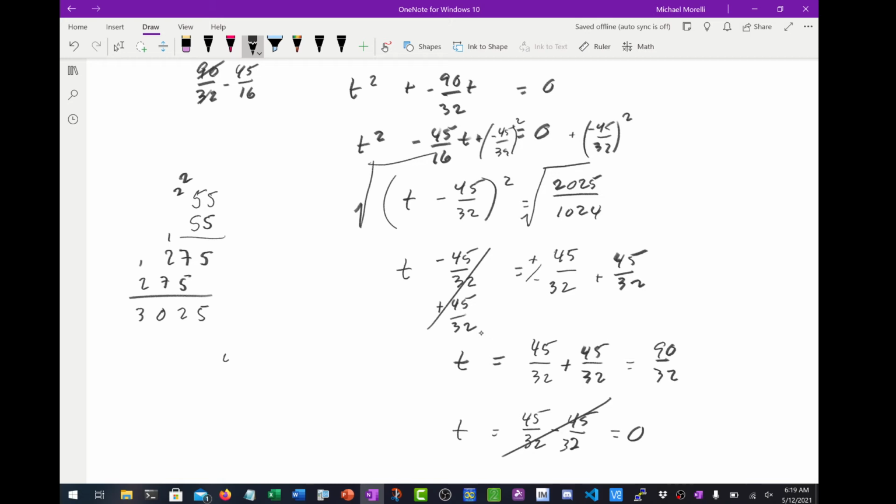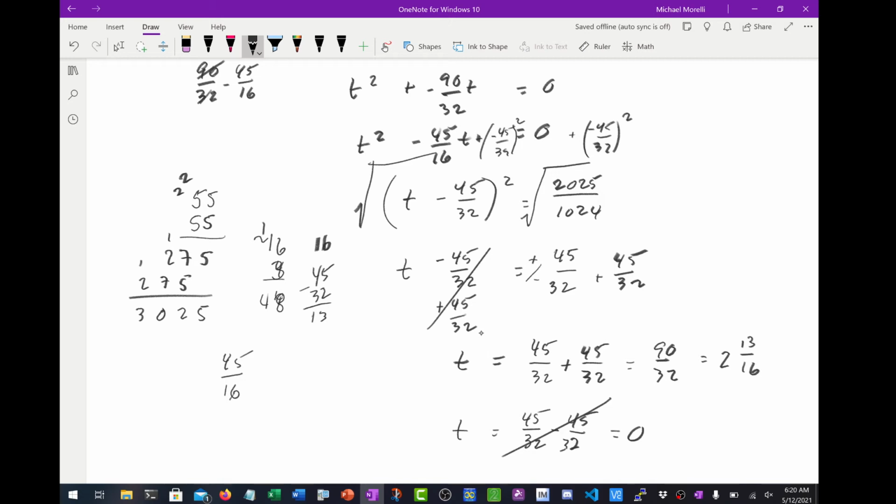Remember, 90 over 32 is 45 over 16. And so let's see, how many times will 16 go into 45? 16 times 4, that's 64, so that's too much. How about 3? It's 48. It's too big. So I can just do it twice. 16 times 2 is 32. 45 minus 32 is 13. Okay, so this is equal to 2 and 13 sixteenths.